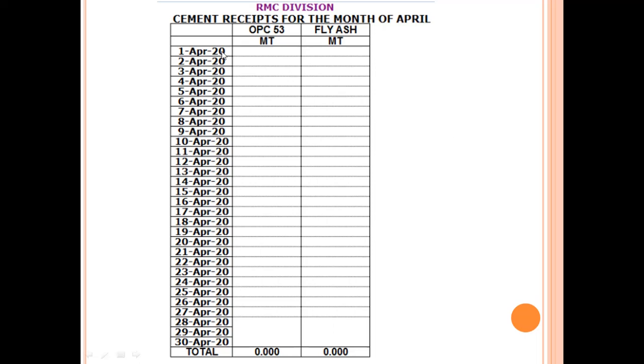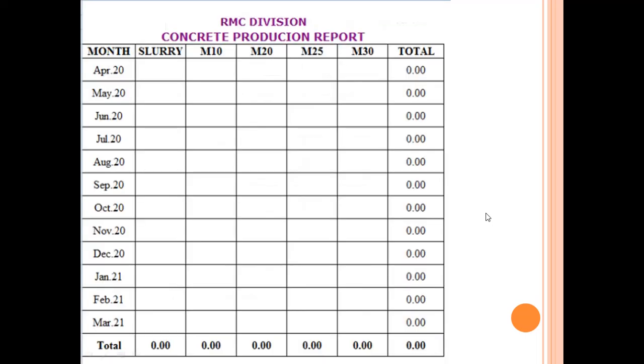Then cement receipts for the month, any month you can have. Here I have considered the April month. So here, April month, OPC 53, fly ash, in metric ton. In metric ton, how much they have received. So for the month we have to keep the record of cement received, and any material received.